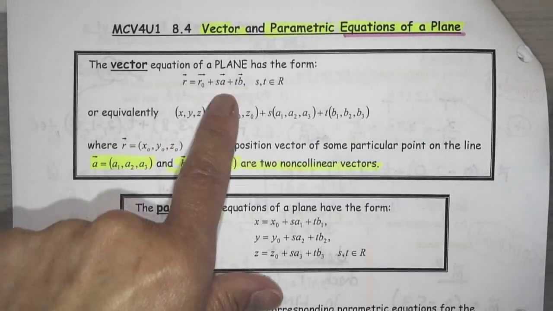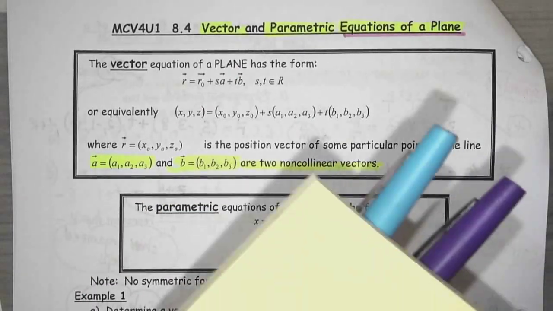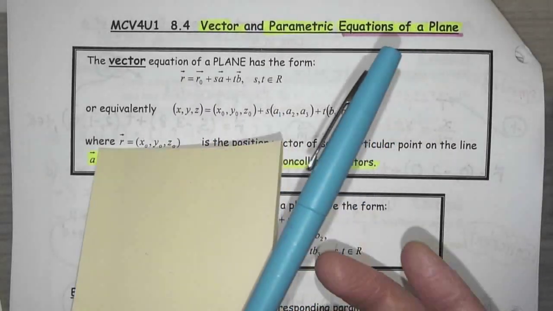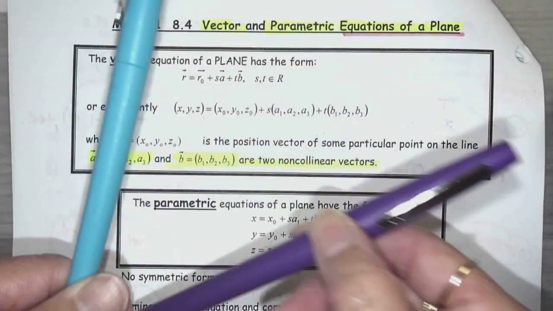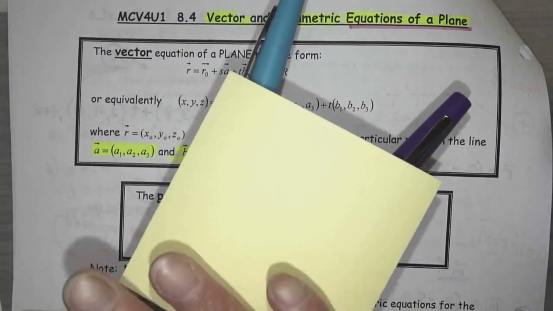So A and B are two direction vectors. So not one direction vector, I need two. One is not enough for a plane because look, in 3 dimensions, you can't give a single one. So I need two to describe the plane. So if I have two direction vectors that are not collinear, I can describe this plane here, the surface that holds this plane.